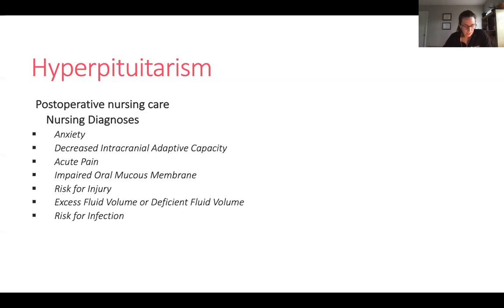So impaired oral mucous membranes, their mouth is going to be dry. Risk for injury. So this has to do with the increased intracranial pressure, all that potential coughing or vomiting, things like that. We don't want the nasal packing to come out. So be very careful. Excess fluid volume or fluid deficit. So we want to monitor eyes and nose pretty closely, and the dressing. And then risk for infection, as with any surgery.